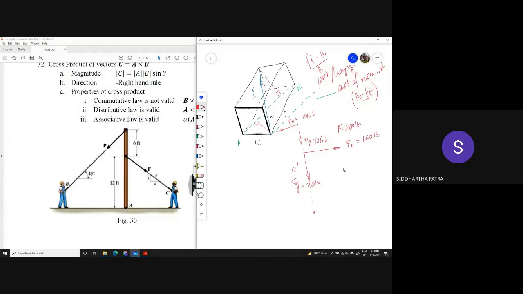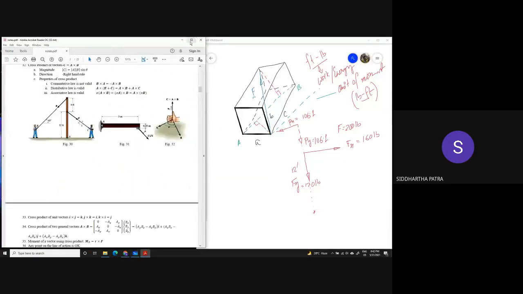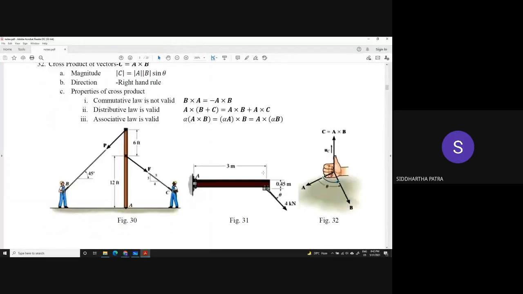Okay. So then we can move to the next problem, and in the next class we'll be starting with the cross product.